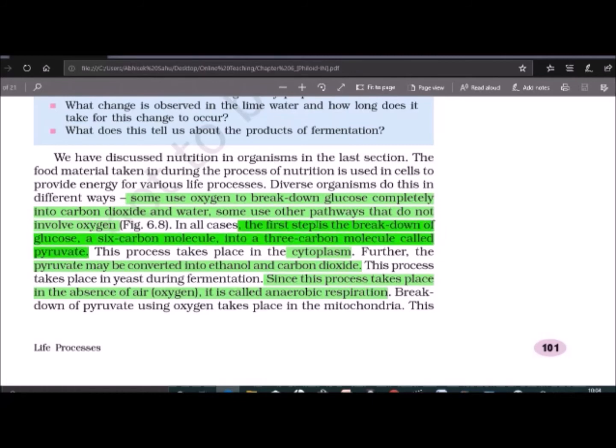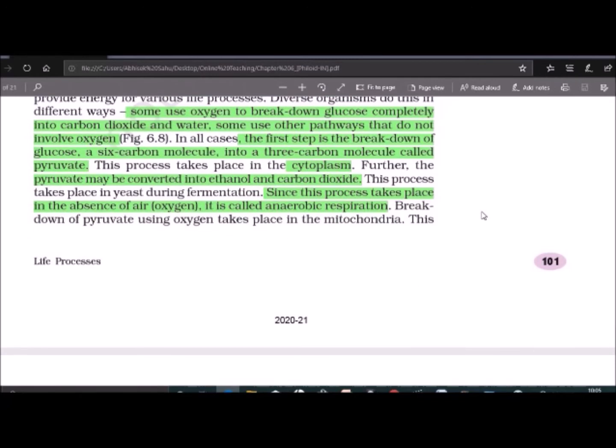However, in all types of respiration, the first step is the breakdown of glucose, a 6-carbon molecule, into a 3-carbon molecule called pyruvate. This process takes place in the cytoplasm. Further, the fate of the pyruvate depends on the availability of oxygen. Some use oxygen to break down glucose completely into carbon dioxide and water, and some use the pathway that does not involve oxygen.